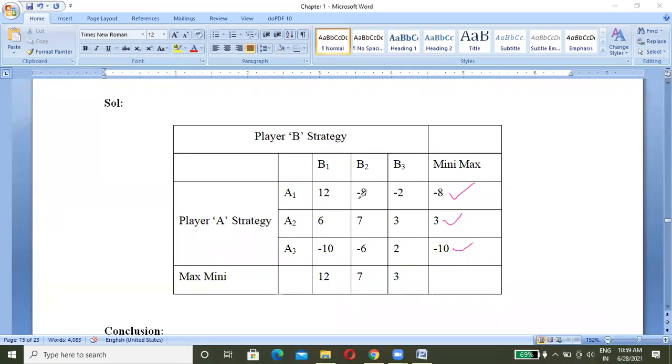Row wise, what we see in here, the minimum value we identified. Then column wise, column 1, column 2, column 3, we need to identify the maximum value. 12 is the maximum, and 7 is the maximum, and 3 is the maximum here. These are the values we identified, and the common number, row wise as well as column wise, which is the number commonly repeated here, 3 is repeated here.